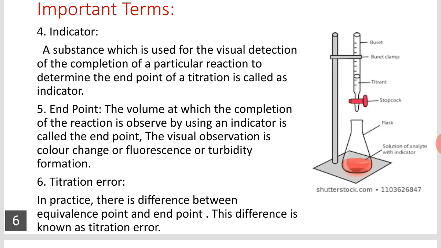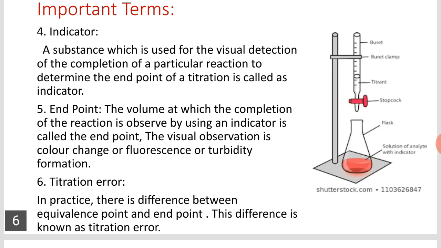Then the point, that is the volume, at which the completion of the reaction is observed by using this indicator, that point we call the end point. This end point we can determine with the help of visual observation, which can be in the form of color change, or in the form of turbidity formation, etc.